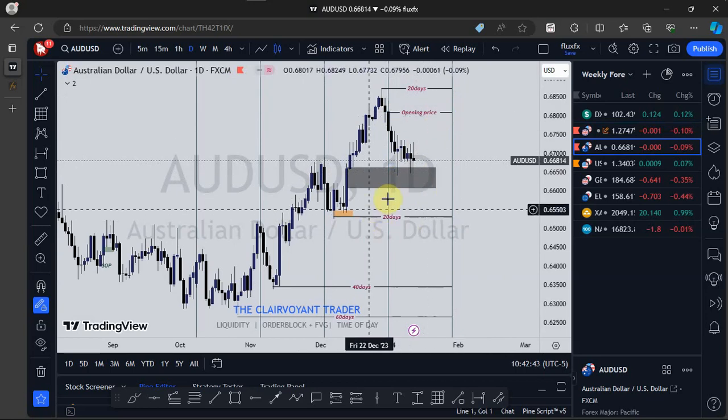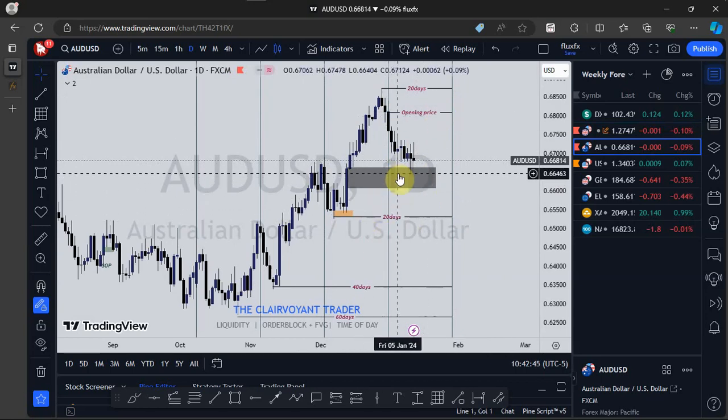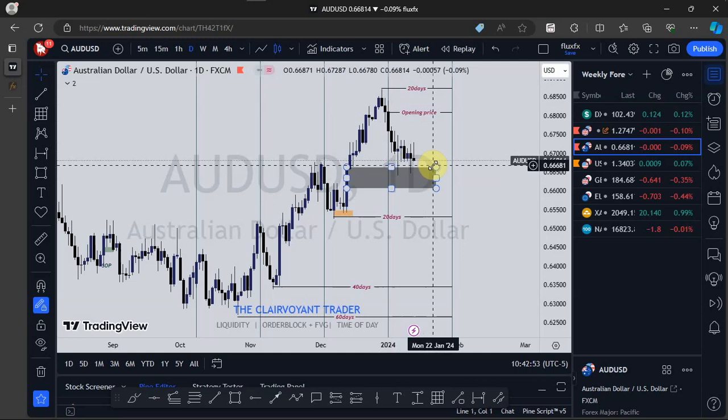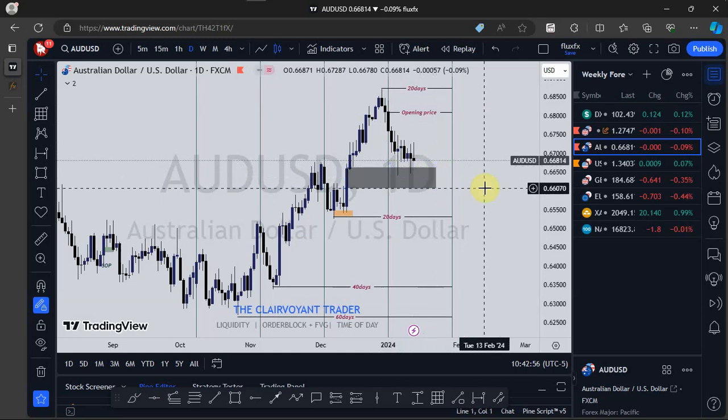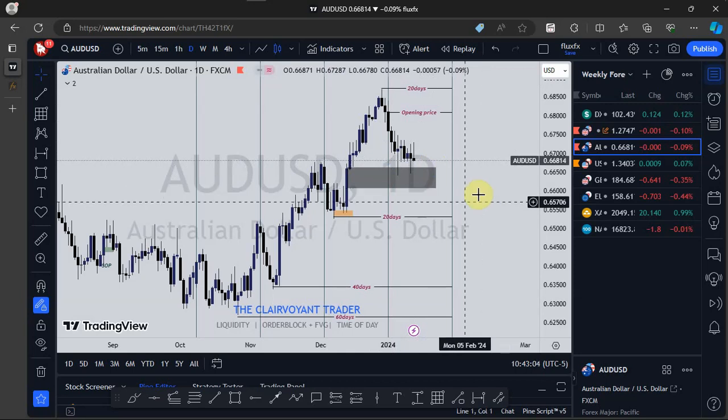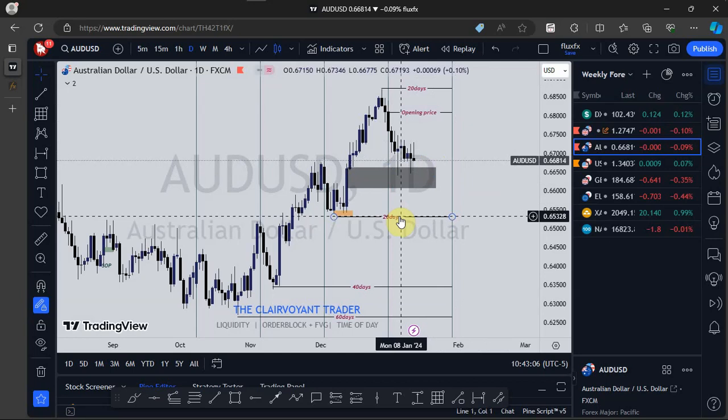I don't expect to see price come closer to this place, or take out and close below the zone. I want to see price continue to push to the upside. So going into next week, I'll be looking to spot any opportunities as far as AUDUSD is concerned. But on a bigger picture, I'm looking to see bullish price. So that is it for AUDUSD.